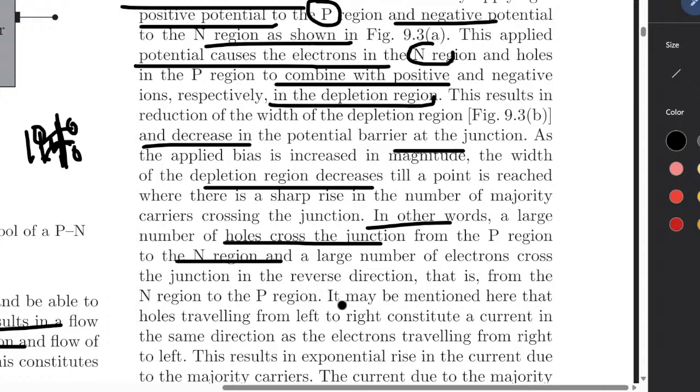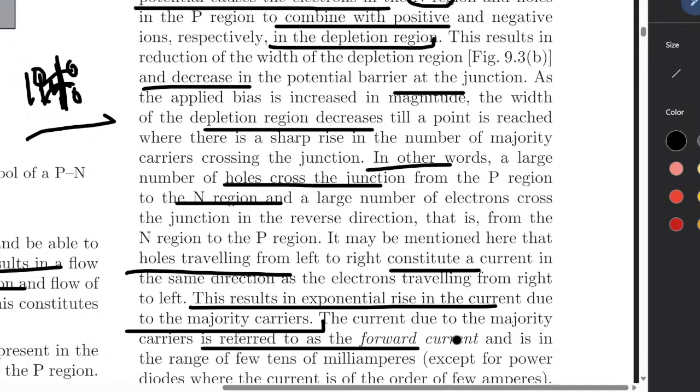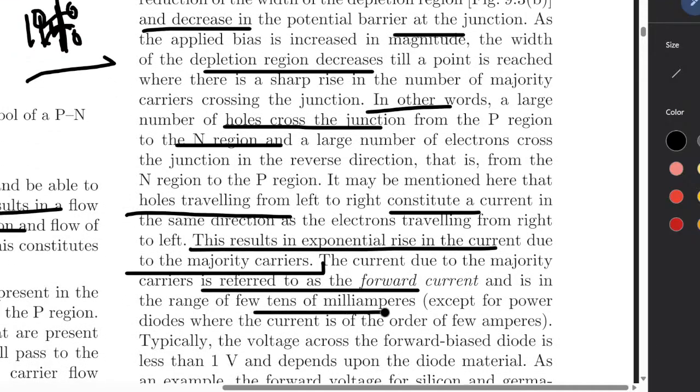It may be mentioned here that holes traveling from left to right constitute a current in the same direction. This results in an exponential rise in the current due to the majority carriers. The current due to the majority carriers is referred to as the forward current and is in the range of a few milliamperes.